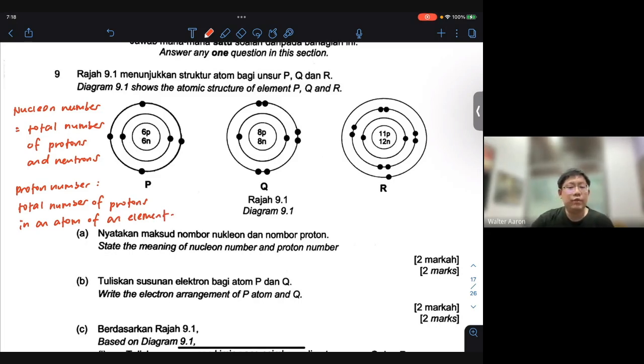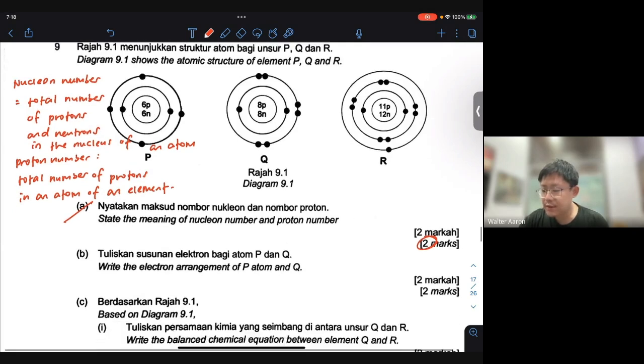Okay, so that's how we define the nucleon number and the proton number. For the nucleon number, you can add in a little bit more. You can say that it is the total number of protons and neutrons in the nucleus of an atom. Okay, that sounds more direct and more specific. So after that, they get 2 marks in total.